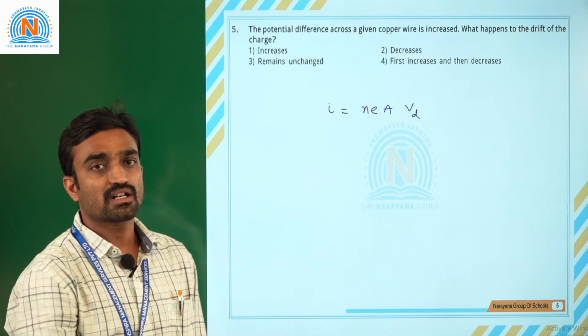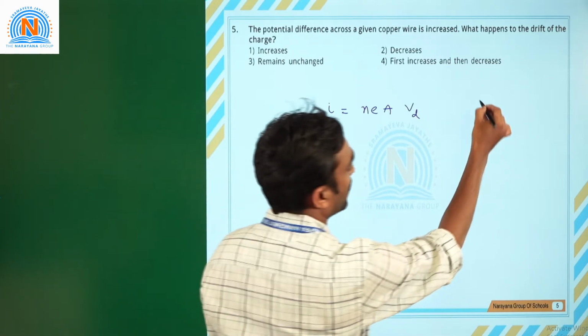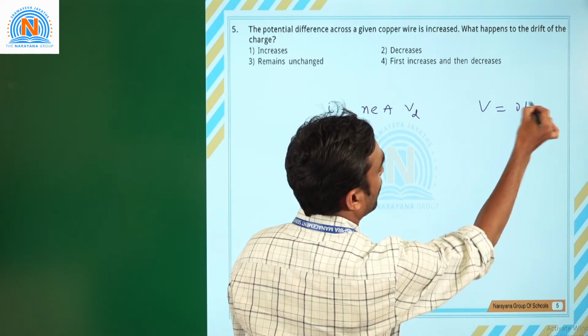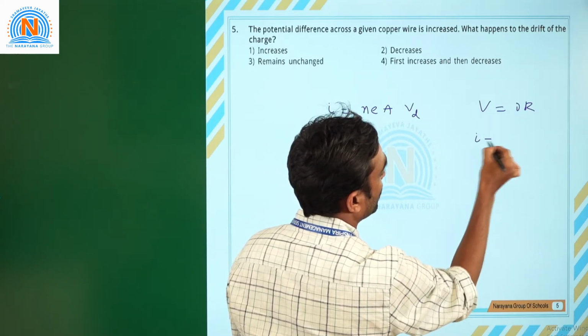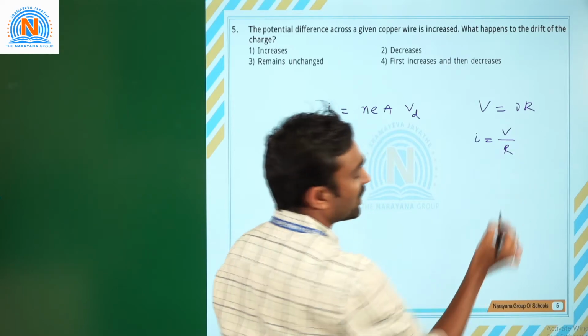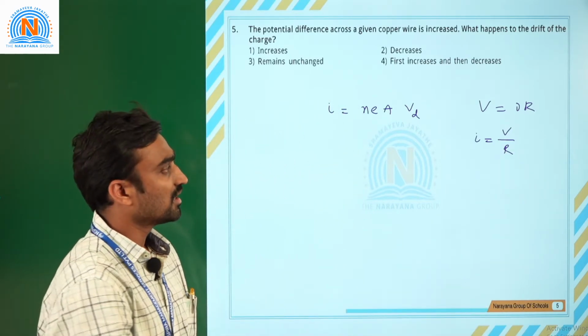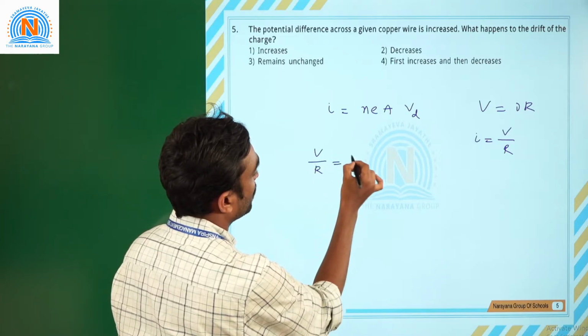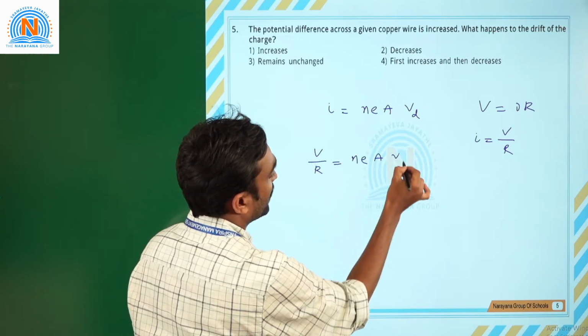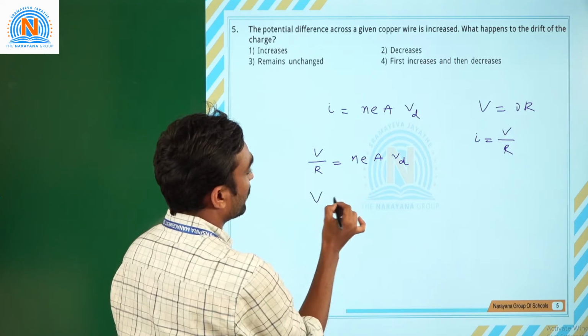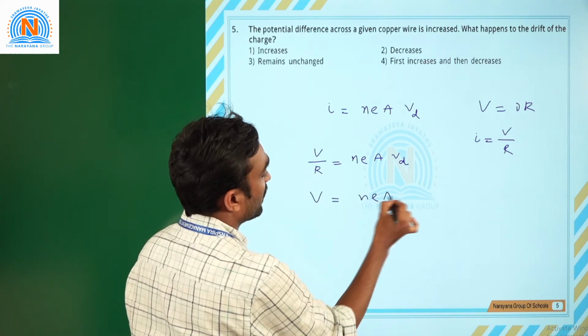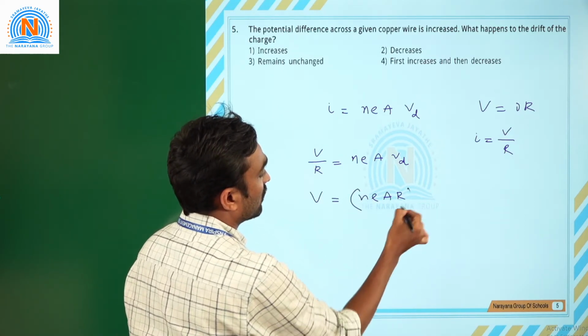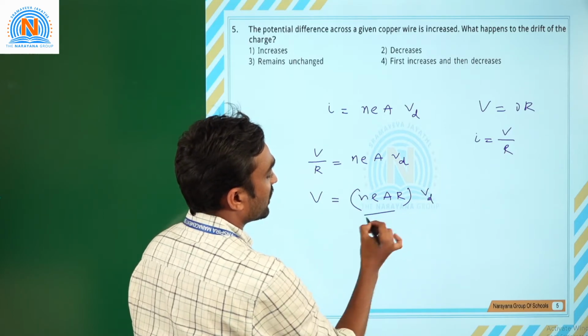But from Ohm's law we can write the value of current. From Ohm's law we can write potential difference equal to IR. From this, I equal to V upon R, where V is the potential difference and R is the resistance. So we can write V upon R equal to NEA VD. So we can write potential difference V equal to NEA R and VD. Let us assume this as a whole constant.